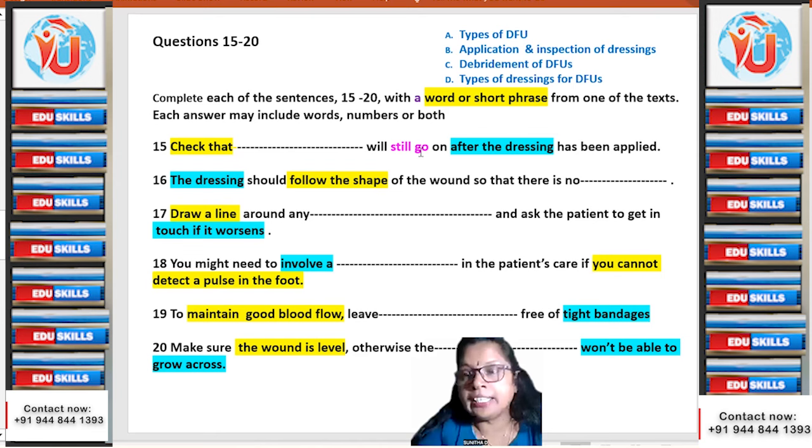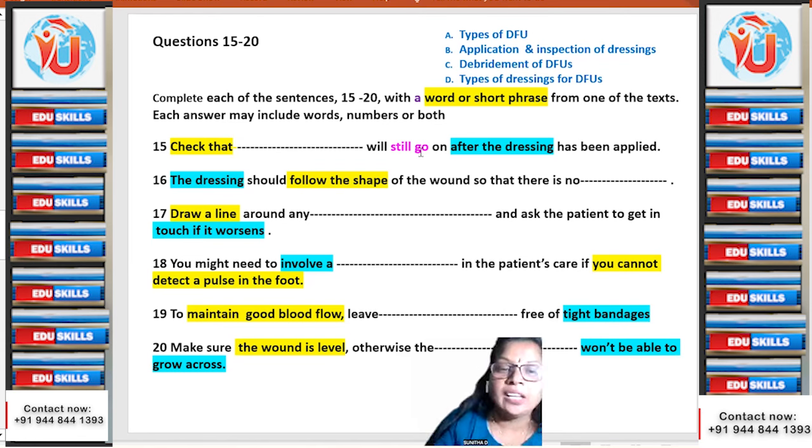The key phrase which is given is after the dressing, right? So in B, you have to check for the word after the dressing or the same idea, either synonyms or paraphrased words, in text B. Is that clear? Yes, ma'am. 16th question: the dressing should follow the shape of the wound so that there is no dash. Again, dressing. B, ma'am. That's also B.